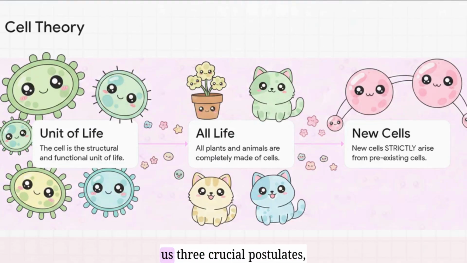Those discoveries gave us three crucial postulates, and I challenge you to lock these in your memory right now. 1. The cell is the structural and functional unit of life. 2. All plants and animals are made of them. And 3. New cells arise from pre-existing cells. These three simple steps form the absolute bedrock of biology.